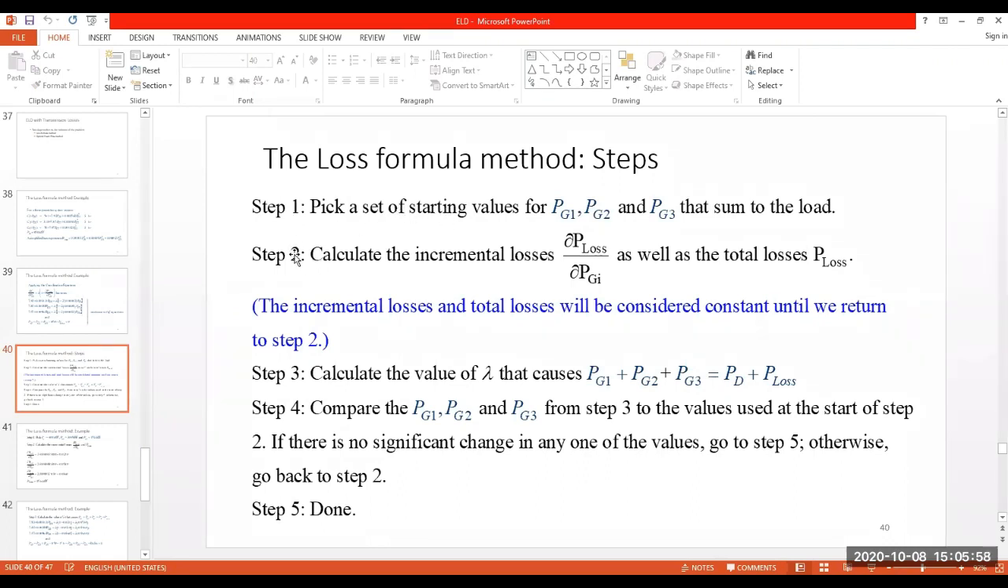Step number 2. So the iteration basically starts from step number 2. Step number 1 is just, you can say, some sort of initialization to the problem, to the iterative technique.